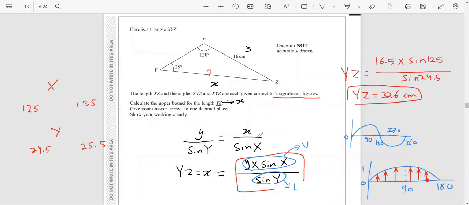In the numerator, you need the upper value from the sine. So you check which one gives you the greater value, either sine 125 or sine 135. The one that gives you a bigger value, just take it. And then sine 24.5 and sine 25.5. You need the lower bound from this, so you try both of them and check which one gives you a lower value, if you don't understand the graph.